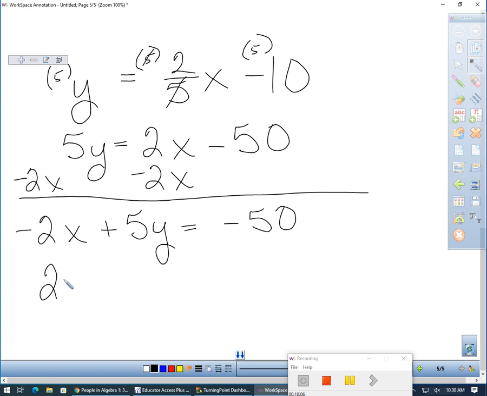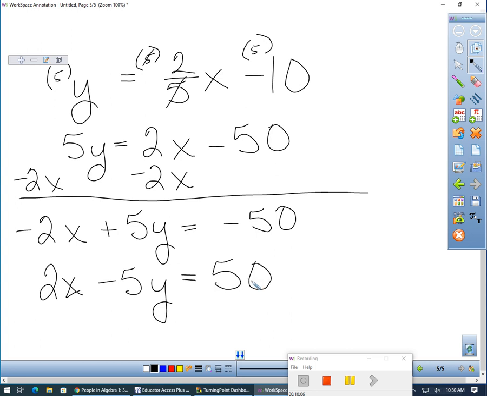Positive 2x minus 5y, I agree. Correct. So technically, both of these equations are exactly the same, right? You're just changing all the signs, yeah. That's kind of what it comes down to.